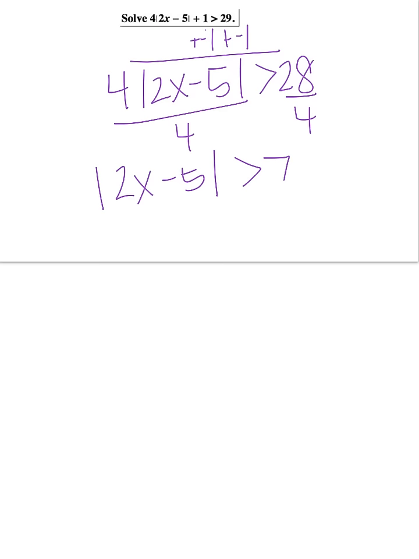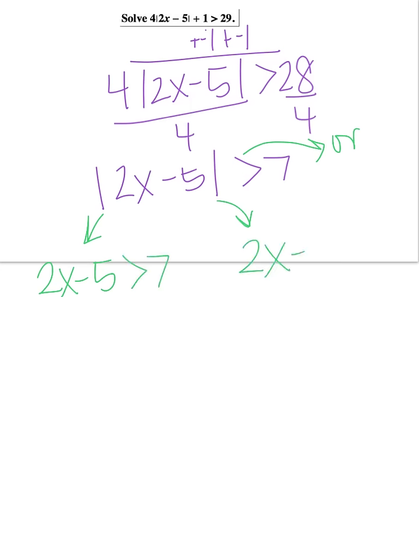So let's check. Is absolute value isolated? Yes. Is this number greater than 0? Yes. So we can go ahead and we can start solving. Before we do that, let's check our other clue of our symbol. Our symbol is greater, so we are going to have an OR inequality. So I'm going to go ahead and make my two inequalities of 2x minus 5 is greater than 7, and 2x minus 5 is less than negative 7. And now I'm just going to start solving.